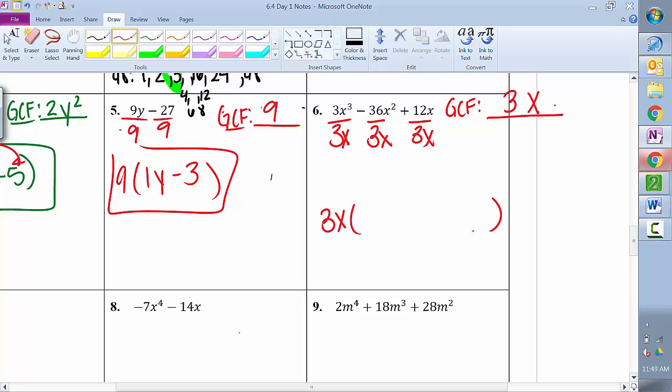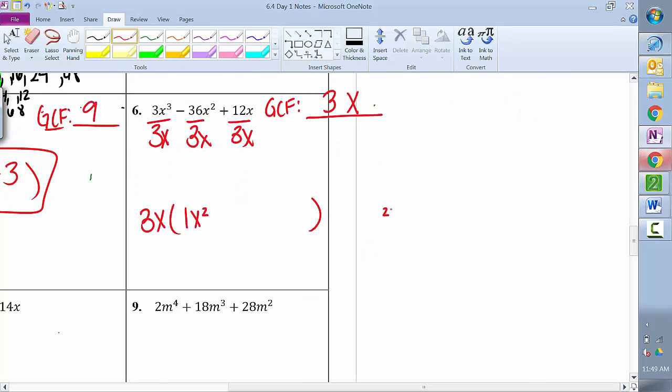All of these steps are listed on the first page if you ever get stuck on your homework. What is 3 divided by 3? 1x squared. Good. Let everyone process. This stuff's getting tough, so give everyone a second just to think. Okay? So breathe. Negative 36 divided by 3 is negative 12. Perfect. And then x squared divided by x is x. 12x divided by 3x is 4. The x's canceled. They're gone. So we're done.